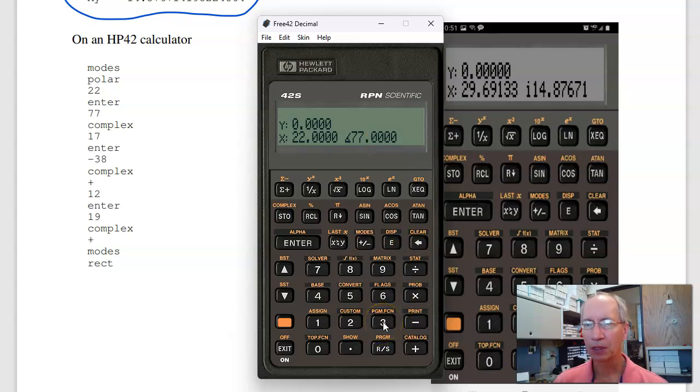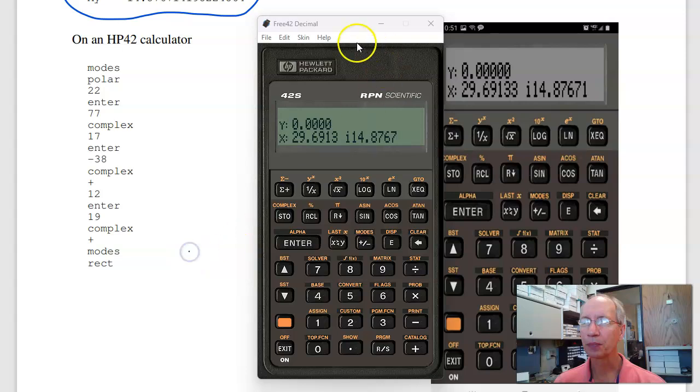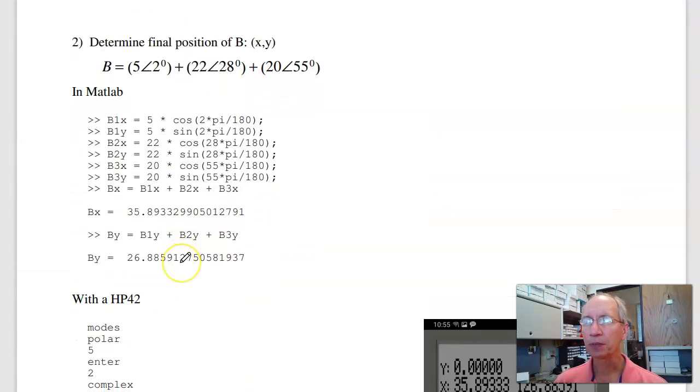17 at minus 38, complex. Add these two together. Plus 12 at 19 degrees, complex, add, and there's your answer. This is the answer in polar form. Go back to rectangular. There's the answer in rectangular form. So anyway, that's the first one.